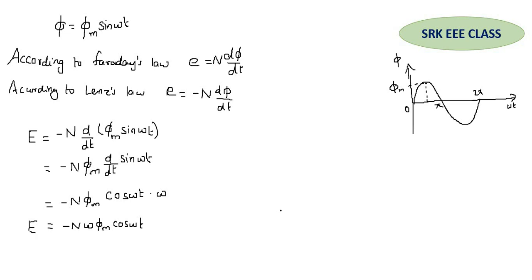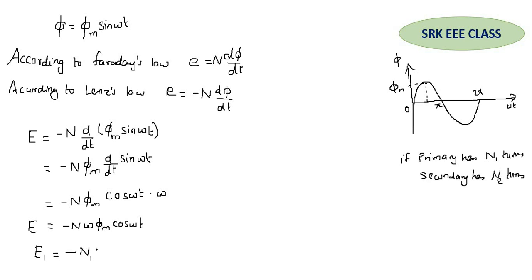Suppose our primary has n1 turns and secondary has n2 turns. So E1 is equal to minus n1 omega phi m cos omega t. Right?